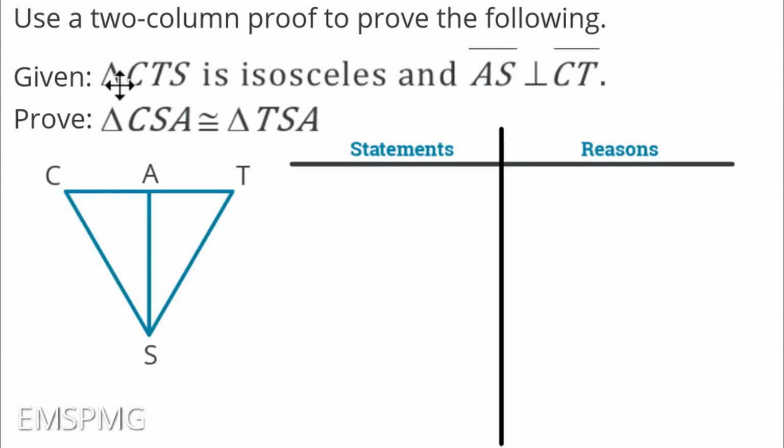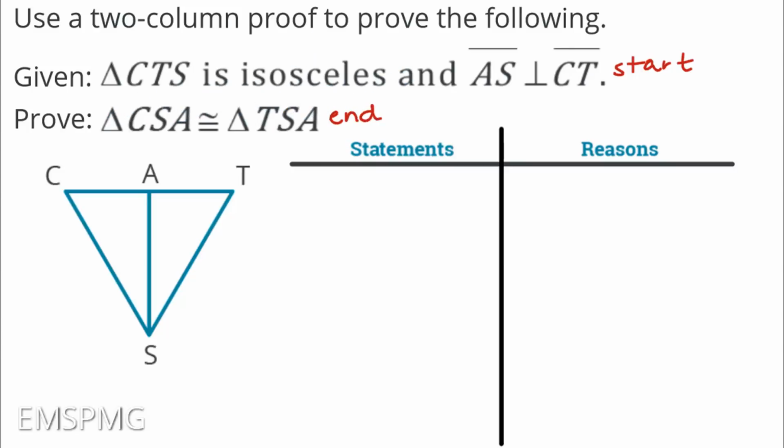We know that our whole triangle here, CTS, is isosceles, and that segment AS is perpendicular to segment CT. Our job is to prove these two triangles congruent. And just a reminder, you always want to start with given information. This is our starting place, and then our proof statement is what we end with. This is the last thing in our proof.